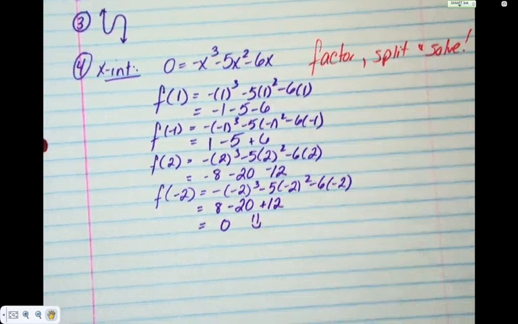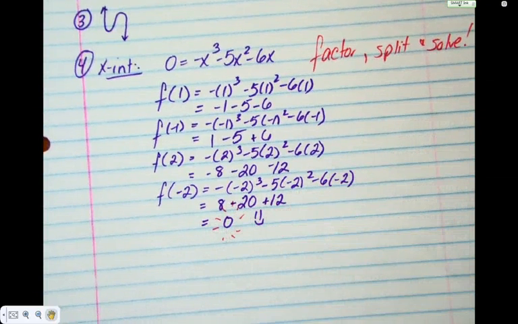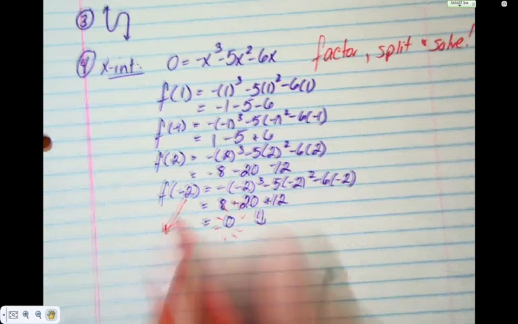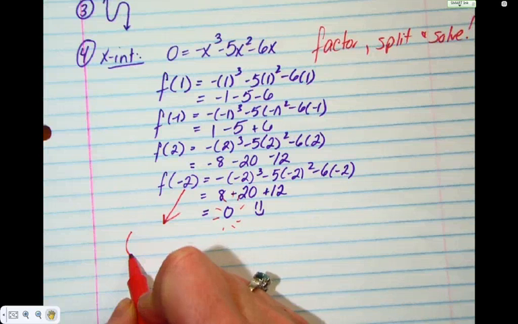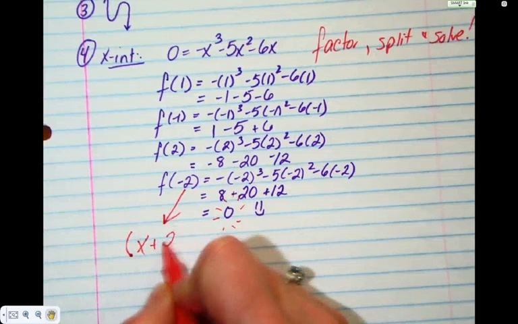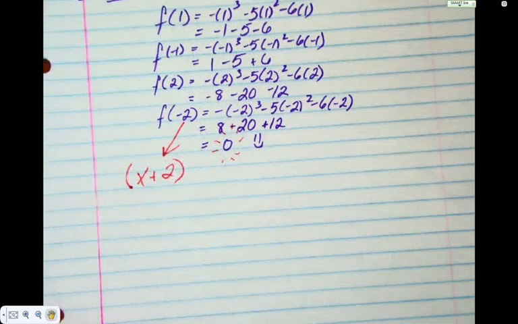Yay! Why are we happy that this is 0? What does that tell us about negative 2? And the factor would be? Okay, now what?